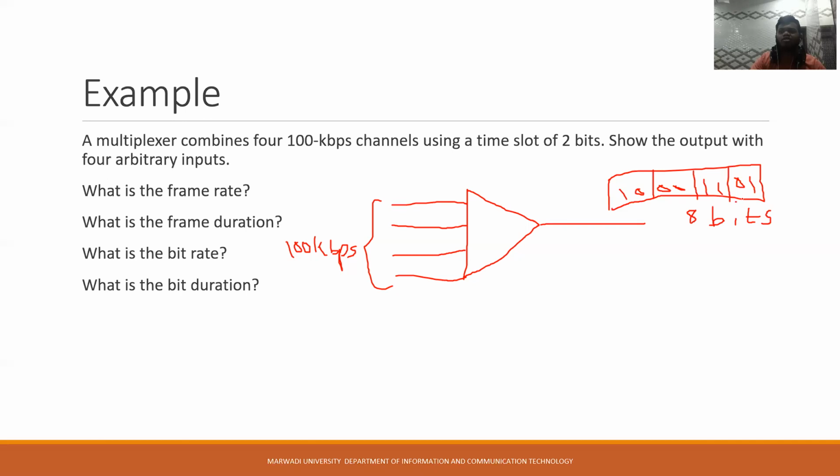Each time slot has 2 bits, and hence the whole frame size would be 8 bits. In this case, let's first find out the bit rate of the link. Bit rate would be n times the rate of each input slot, so 4 into 100 kbps, that would be 400 kbps. The bit rate would be 400 kbps.